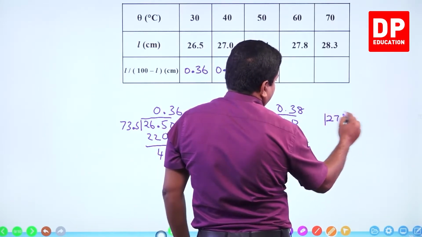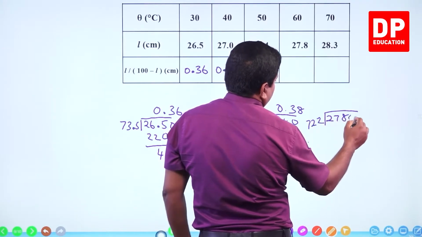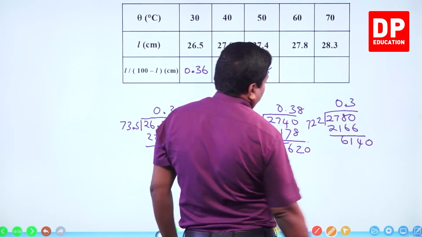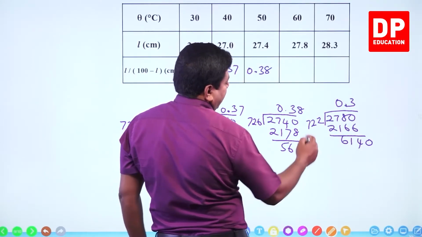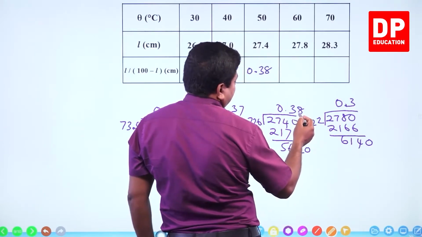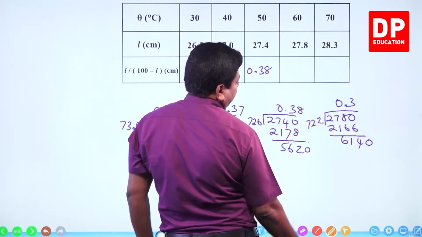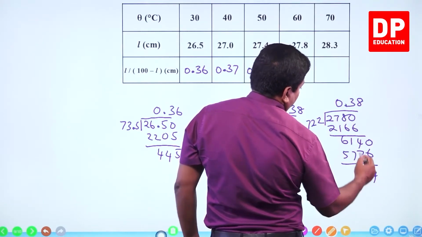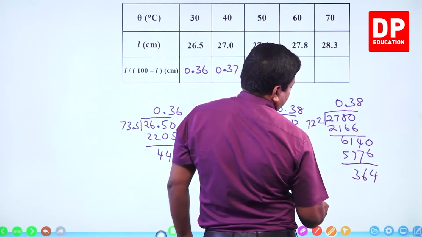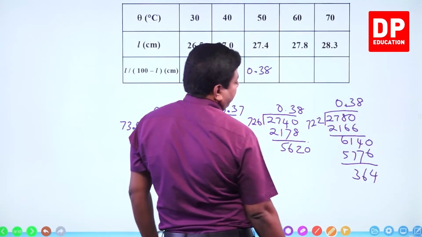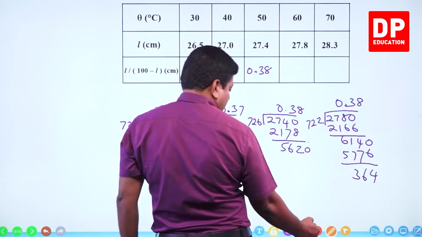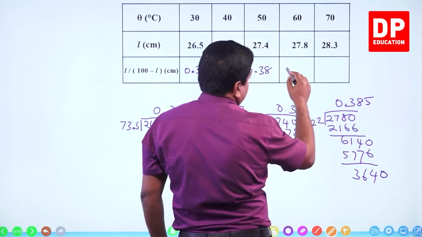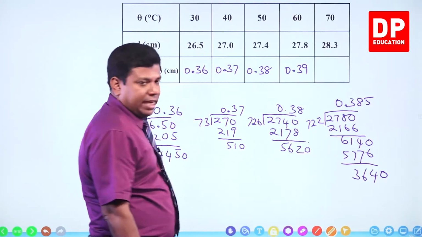Next one, 27.8 divided by 72.2. So it's around 38.5, 0.385, which I can write as 0.39. So let's write it as 0.39 because next one is going to be 5. See, 5 is enough, which means 0.39. If I am writing into 2 decimals, it will be 0.39.